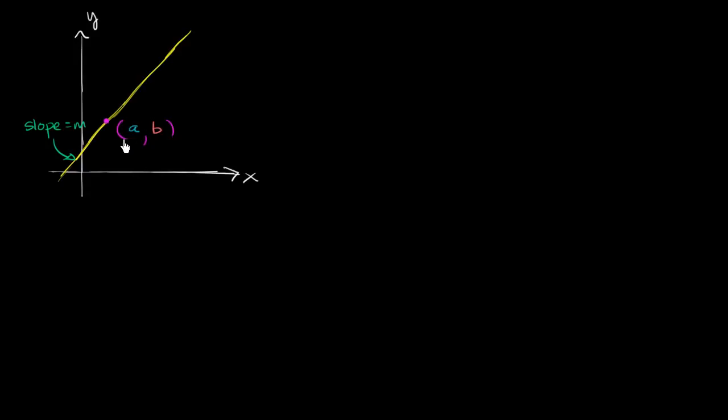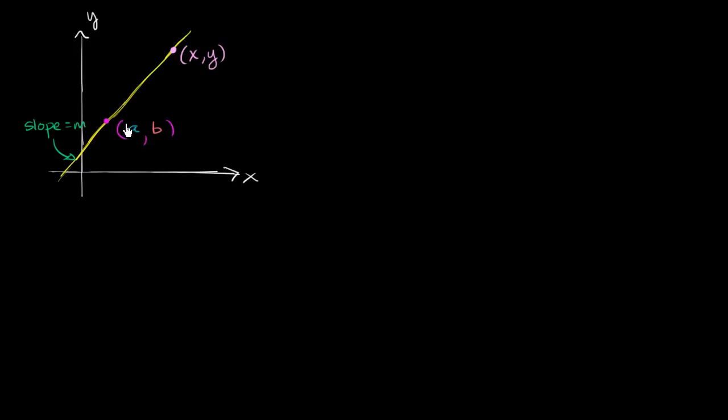Well, let's try it out. So any point on this line, any (x, y) on this line, would have to satisfy the condition that the slope between that point, so let's say this is some point (x, y), an arbitrary point on the line, and the point (a, b) must be equal to m. So let's use that knowledge to actually construct an equation.